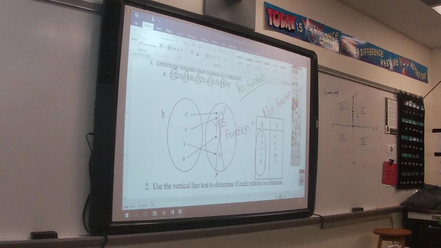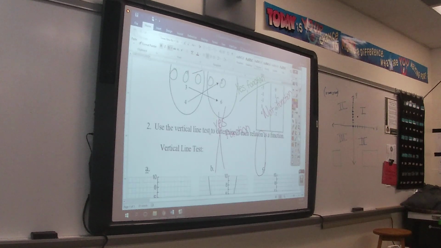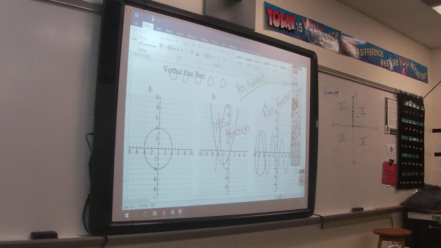Graphs give us a little bit more of a tricky thing because we don't see numbers at all, right? But there is a way to do it. Sorry, let me fix this. Graphs, we use something called a vertical line test.